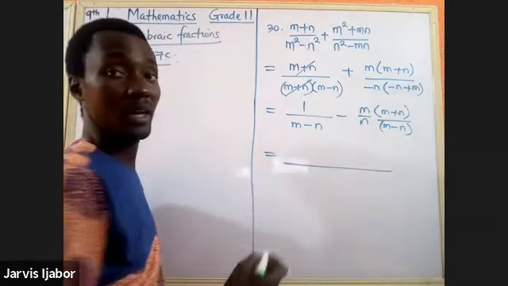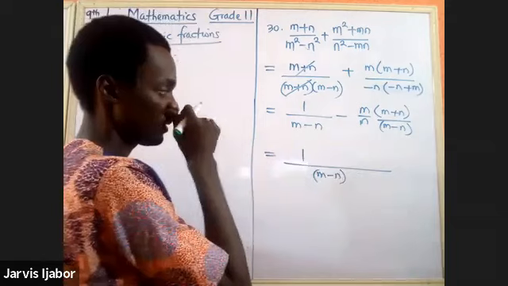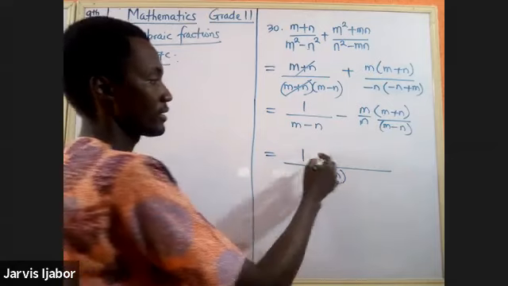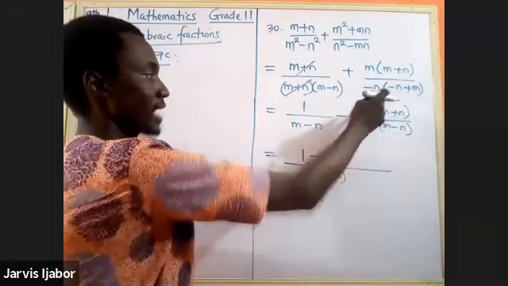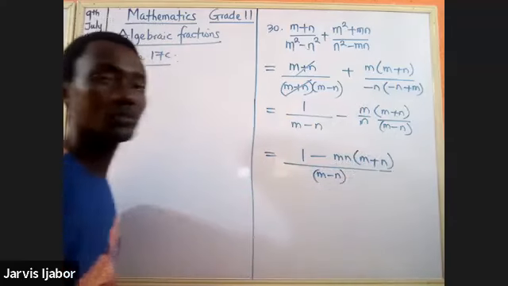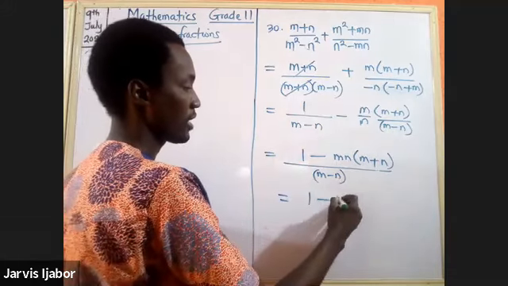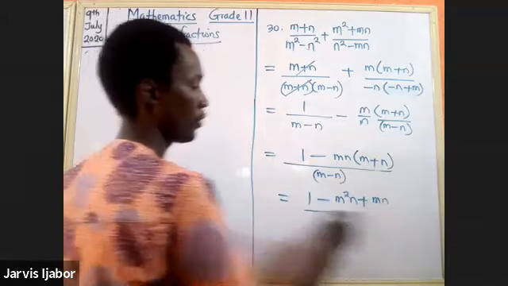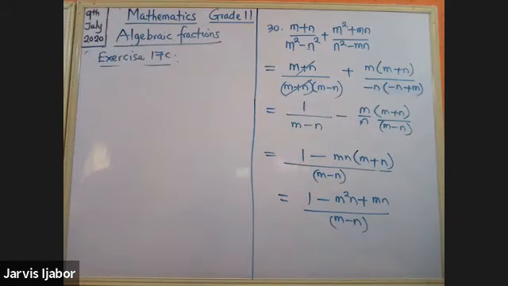I'll take LCM of n minus n. This will give me 1. This into this will give me n. This into this will give me n. N times n will give me mn into n plus n. So what I'm going to have? I'm going to have 1 minus m squared n plus mn over n minus n. So that's what I'm going to get for that one.